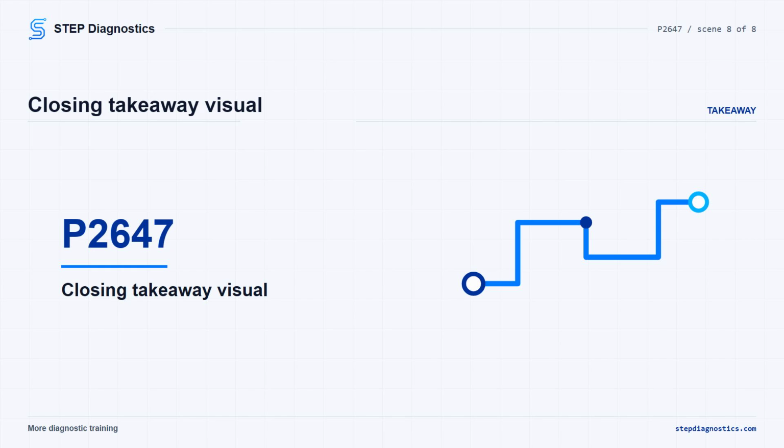The clean way through P2647 is to confirm oil level first, duplicate the failure with the VTEC test, then work the switch, VTM line, LG line, and PCM-side checks in order. Do not guess at the switch or PCM until the circuit path tells you to go there.